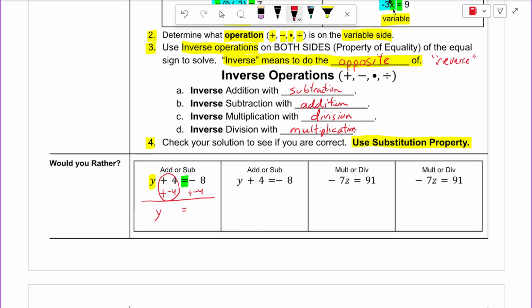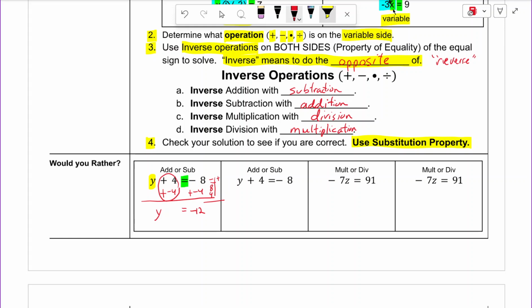And -8 plus -4, remember the old t-charts. You can use those. Those are both negatives. They both go on the negative side. We find out how many negatives we have altogether, and we have 12 of them. So y is -12. Okay, you could do it that way.